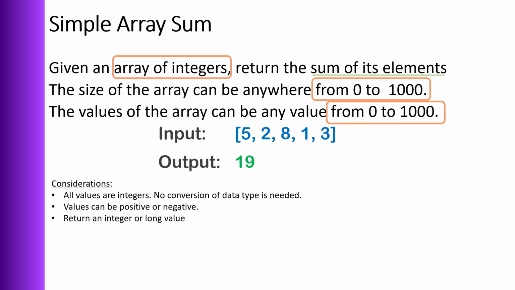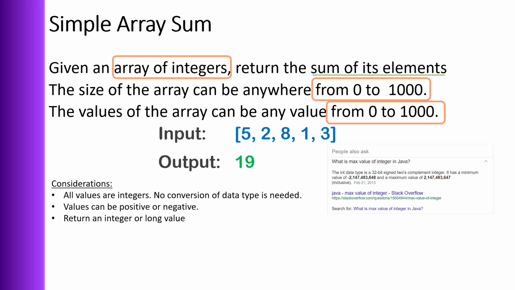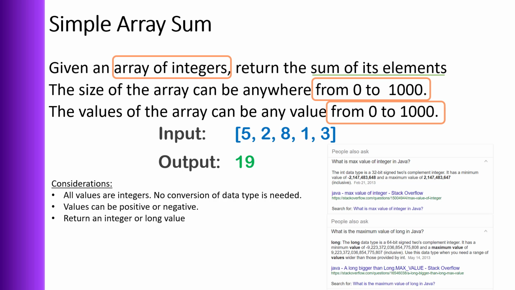So with that, if you Google it, an integer's max value is 2,147,483,647, while long is a lot more than that. I'm not sure, but a lot of commas are there. Okay, so what is the maximum value we can have for this problem? It's 1000 times 1000, so it would be 1 million. So basically an int should be enough. And because we could have negative values, it should be signed.